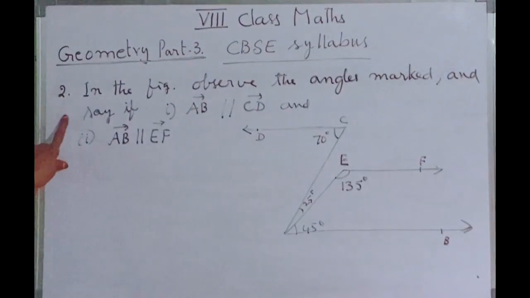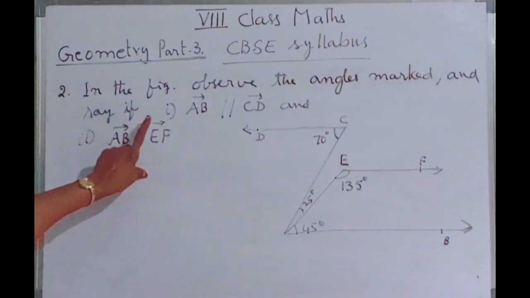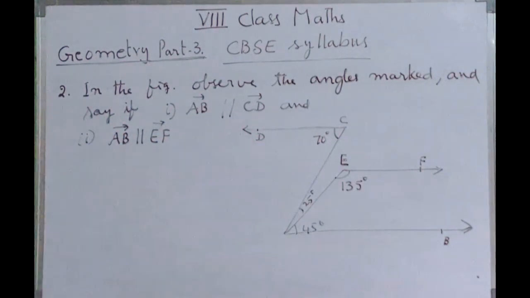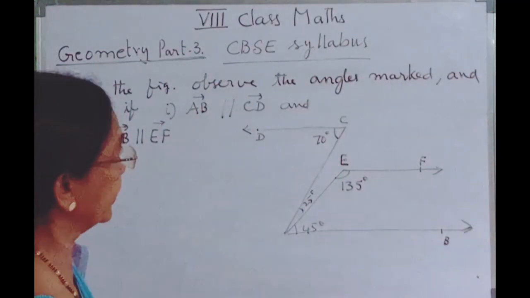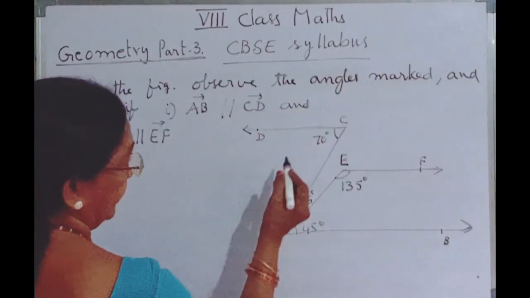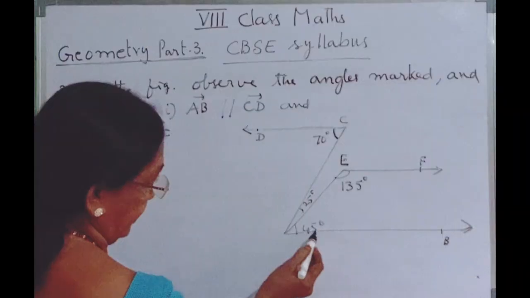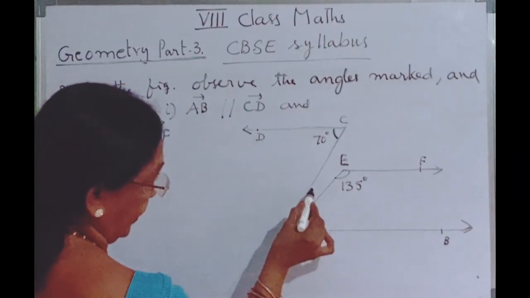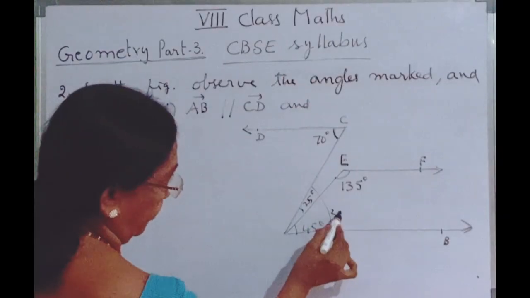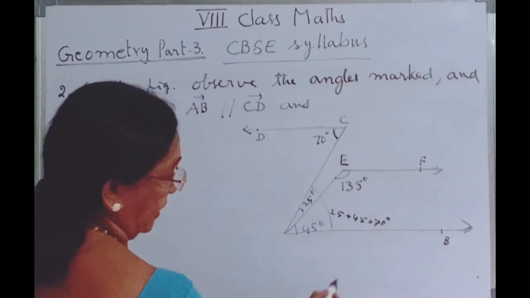So next problem, second one. In the figure, observe the angles marked and say if AB is parallel to CD and AB is parallel to EF. So observe the angles given in the figure. Here this angle is 70 degrees, and here these two angles, this is 25 and this is 45. This total angle is 25 plus 45, which is equal to 70 degrees.